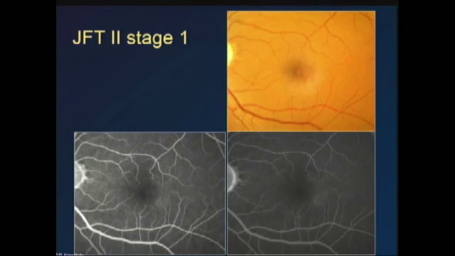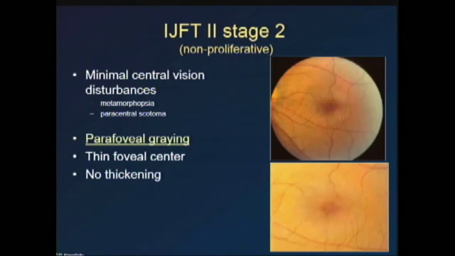And here's the other eye of this patient with very early disease. All you see, if you're astute, if you've seen it, if you know what you're looking for, you will notice that there is a little bit of grayishness right there.